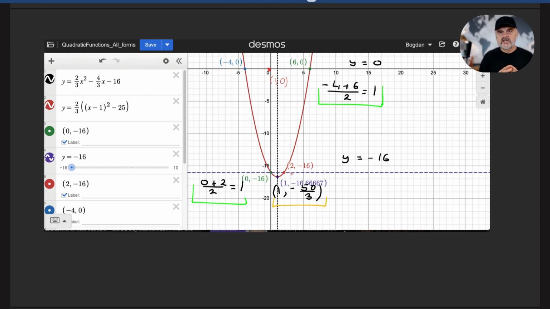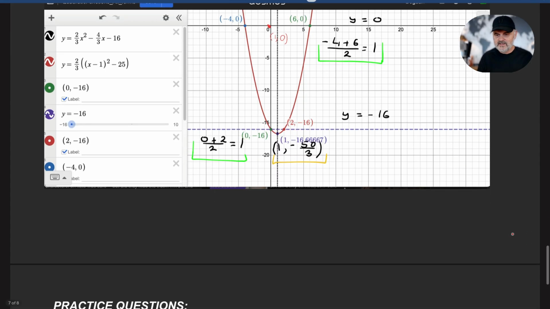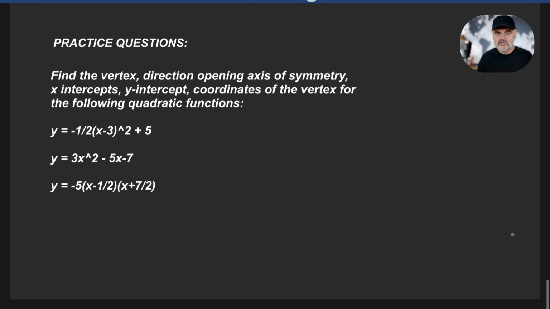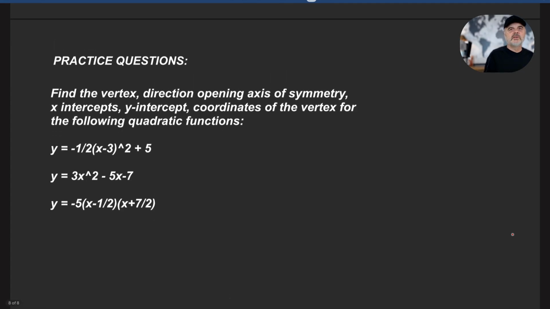Now you have the skills, how to work with standard, factored form, or a vertex form of the parabolic equation, of the quadratic functions, and then you do your practice questions to further master your skills.